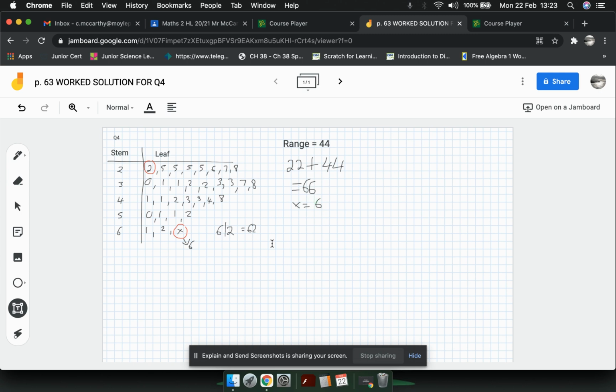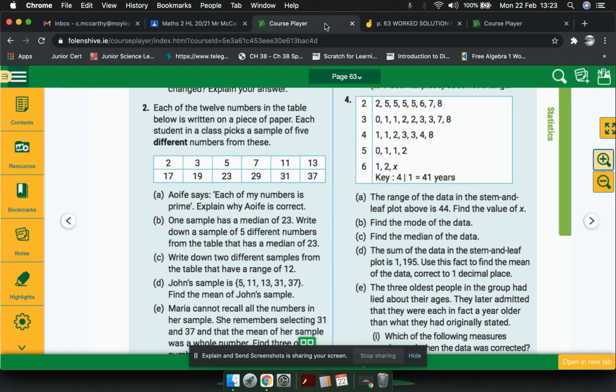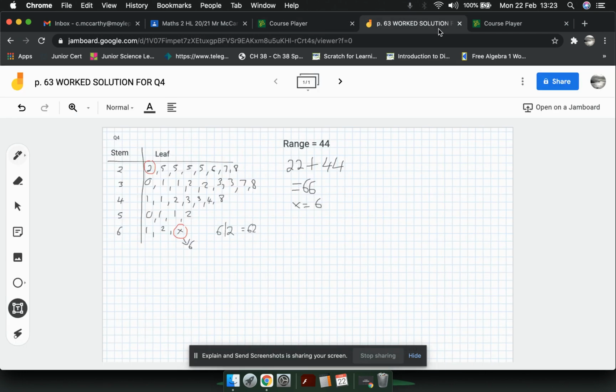So we could say here x is equal to 6 for part A. All right, so that was okay. That should have been okay for you. And the next part then, it says find the mode of the data. Right, so what we have to do here on our stem and leaf diagram is look at where we can find the most amount of the same number, okay? In other words, for example, how many 30s have I got?